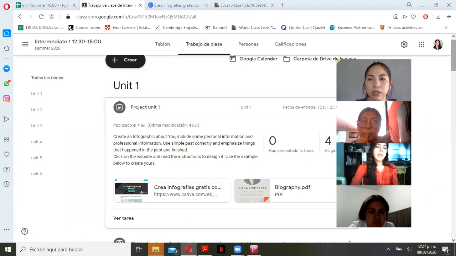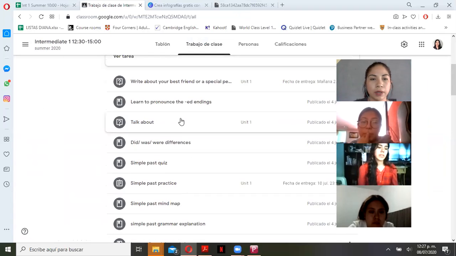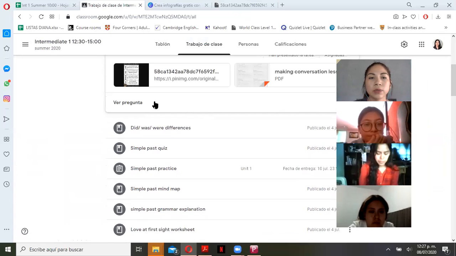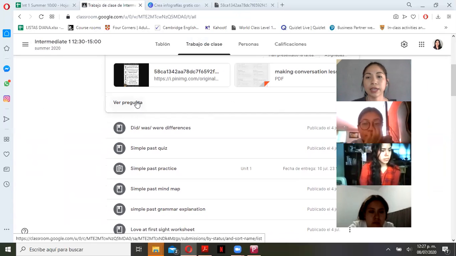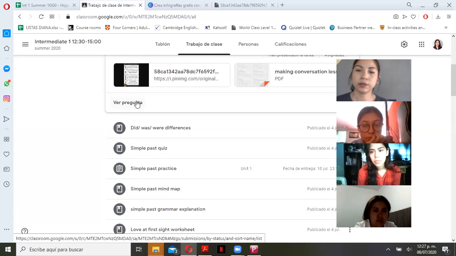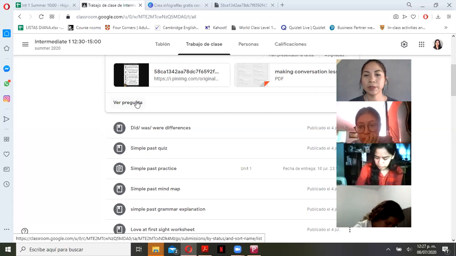Y lo de mañana es esto, talk about, ¿ok? Esta es una pregunta, dice ver pregunta. Entonces solo van a meter texto, no tienen que subir ningún archivo en lo que van a preparar para mañana, solo es texto, ¿de acuerdo? Ahí la escribimos. Ajá, aquí se escribe, no tienen que subir ningún archivo. Ok. ¿Alguna otra pregunta? ¿Sobre el proyecto? ¿Alguna pregunta?